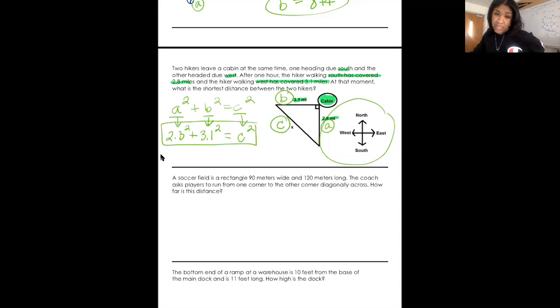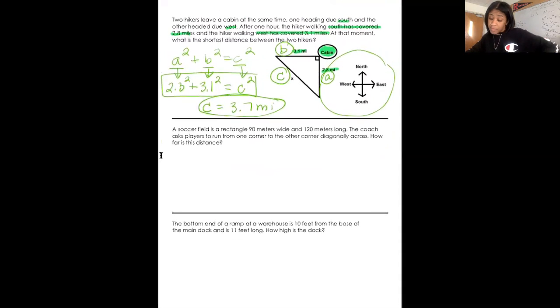We are going to put this in Math Papa, okay? And it's going to give us C equals 3.7 miles. So at that particular moment, after 1 hour, the shortest distance between the 2 hikers is 3.7 miles.